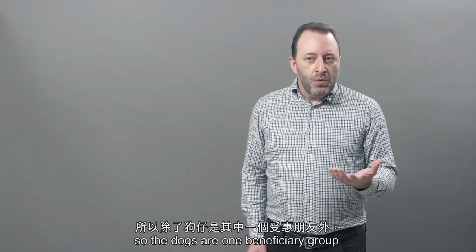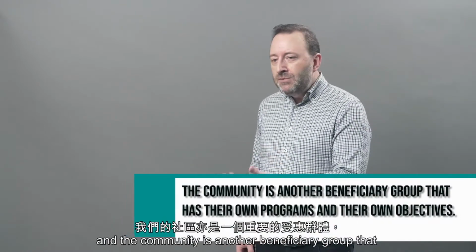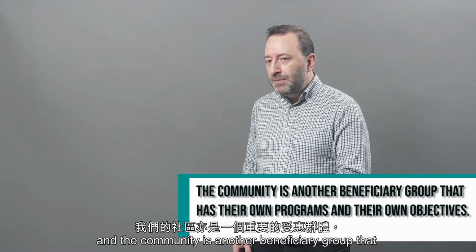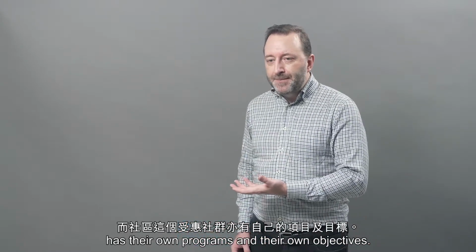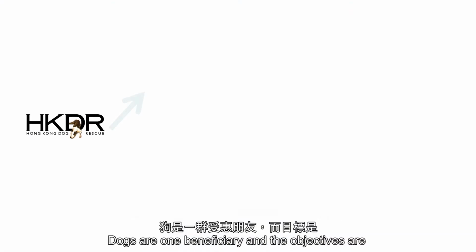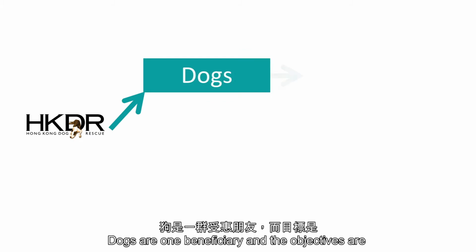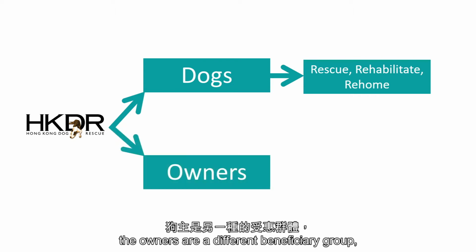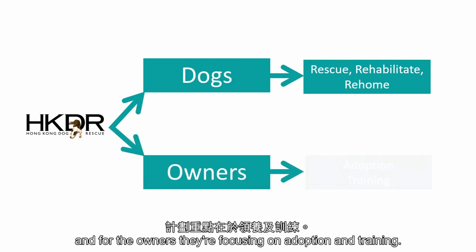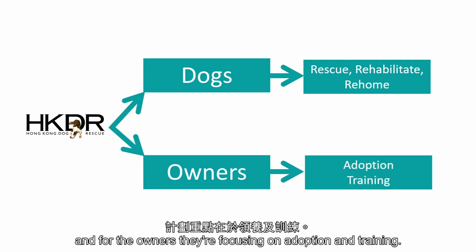So the dogs are one beneficiary group, and the community is another beneficiary group that has their own programs and their own objectives. So Hong Kong Dog Rescue actually has multiple beneficiaries, not just dogs, like it says in the name. Dogs are one beneficiary, and the objectives are to rescue and rehabilitate and rehome those dogs. The owners are a different beneficiary group. And for the owners, they're focusing on adoption and training.